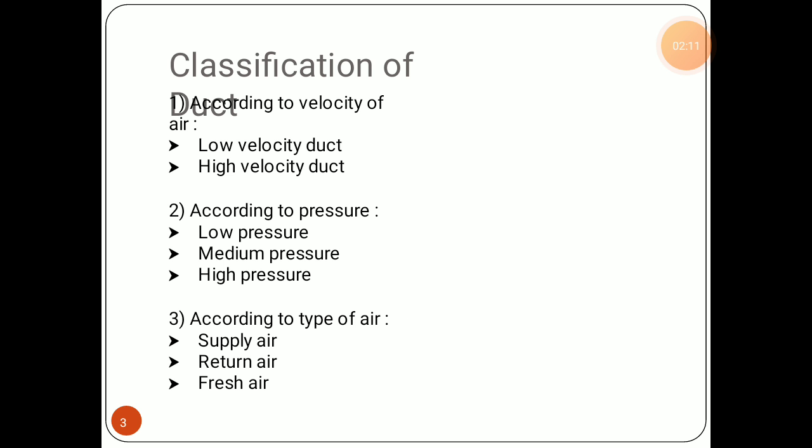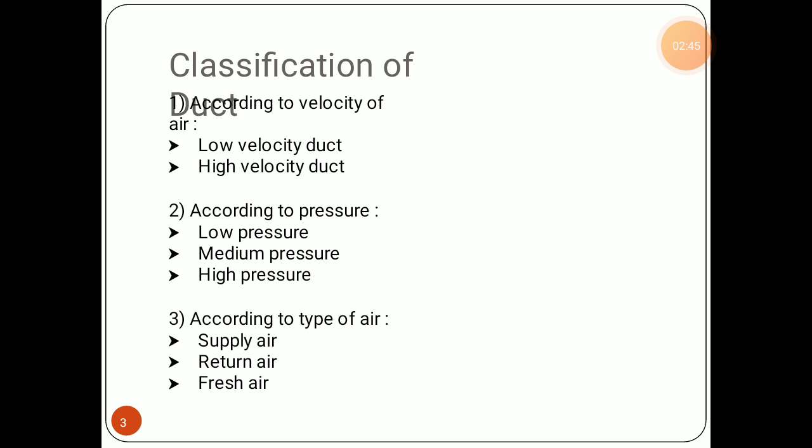Classification of duct. Ducts are classified on many criteria, out of which the first one is according to the velocity of air. Depending upon the velocity of air, ducts are classified as low velocity duct and high velocity duct. According to pressure, ducts are classified as low pressure duct, medium pressure duct and high pressure duct. According to supply of air, ducts are classified as supply air duct, return air duct and fresh air duct.